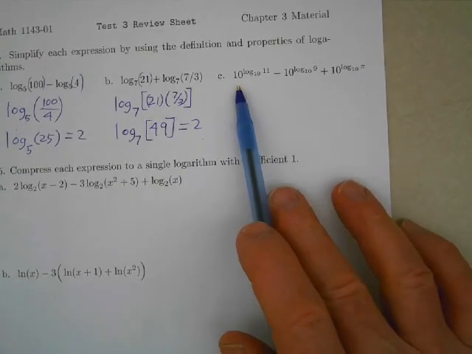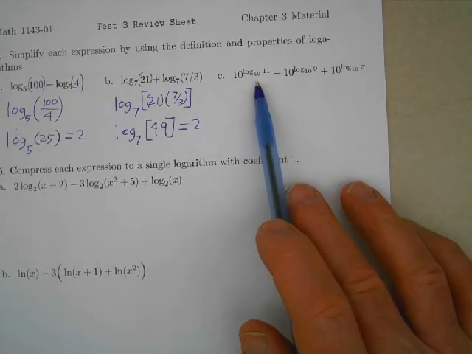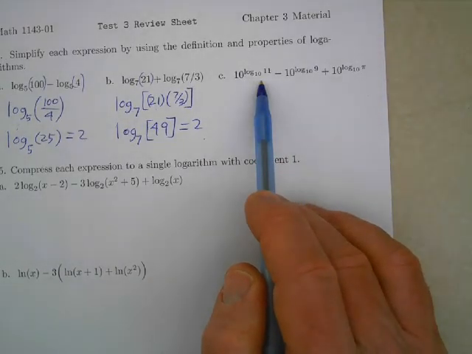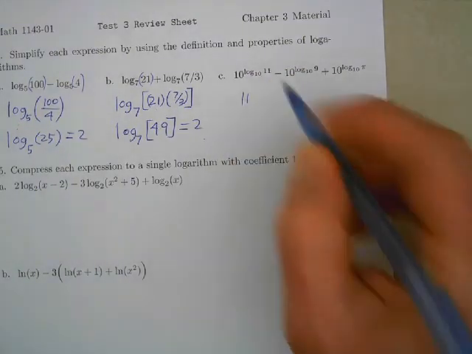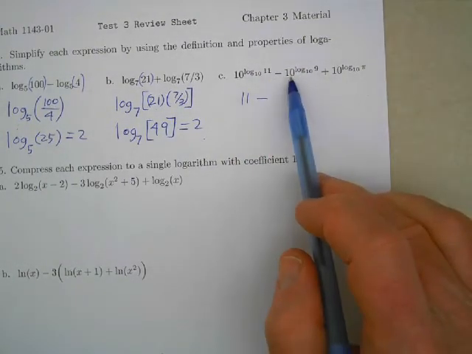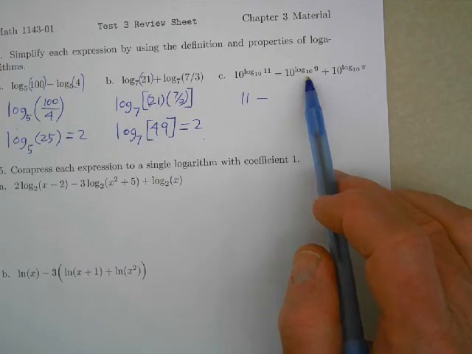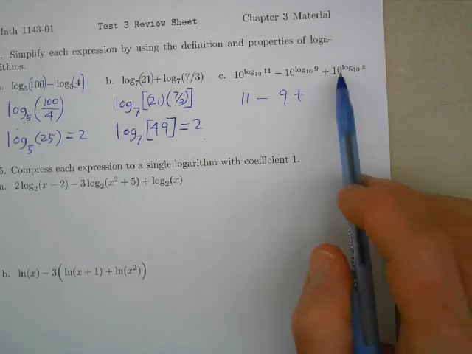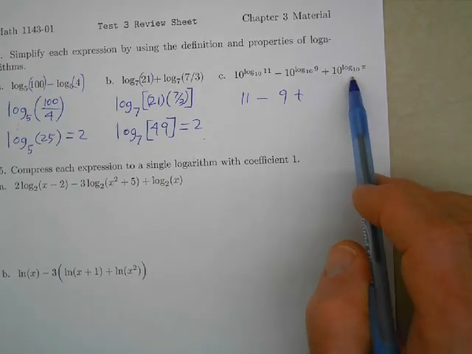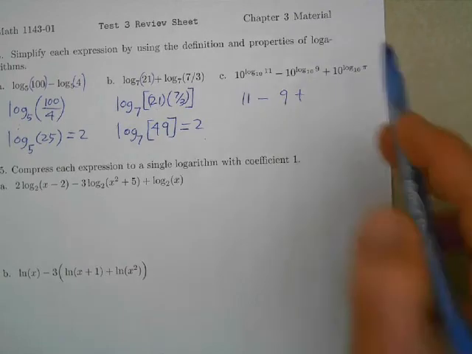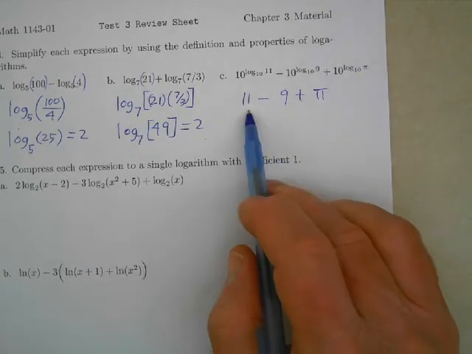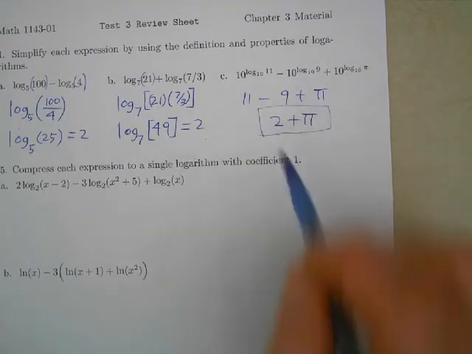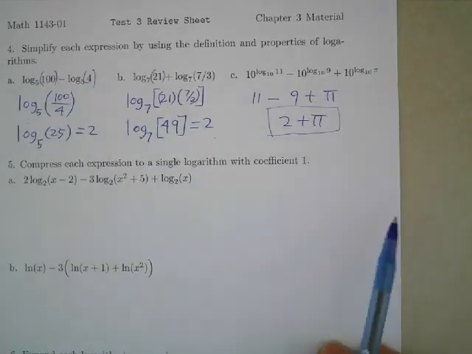Then on this one, 10 raised to the log base 10 of 11, just using the definition of a logarithm, this simplifies to 11. And then we're subtracting 10 raised to the log base 10 of 9. That's the same as minus 9. And then we're adding 10 raised to the log base 10 of pi. Well, this just simplifies to pi. And then we can write 2 plus pi. That's the best we can do, 2 plus pi.